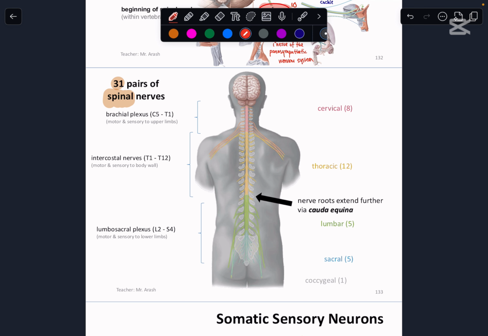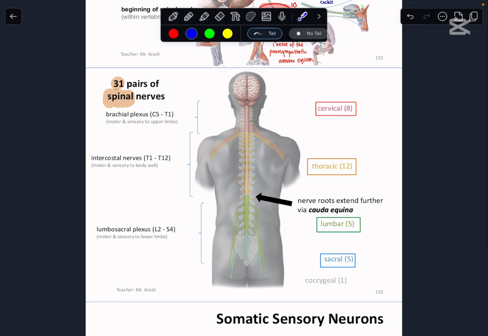So this part here, right? This part here, lumbar and sacral. You don't need to know the numbers. Don't worry about 8, 12, 5, 5. You don't need to know that.